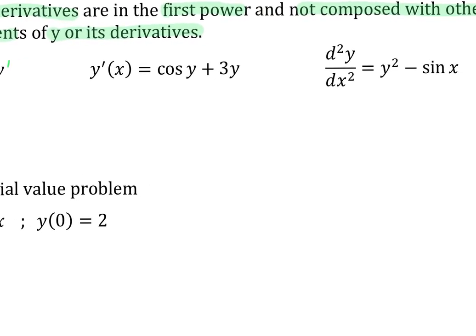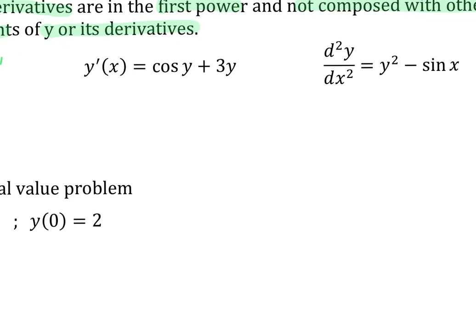Let's look at the second differential equation. y prime is equal to cosine of y plus 3y. The highest derivative is 1, so this is first order. This is a case of nonlinear. And it's nonlinear because of the cosine of y. The function y is composed with another function, cosine. So again, this is an example of nonlinear.